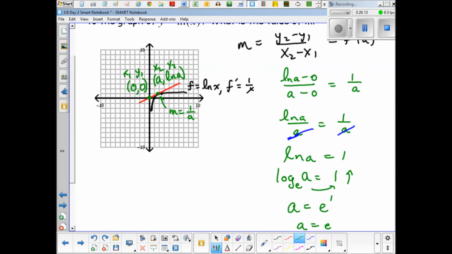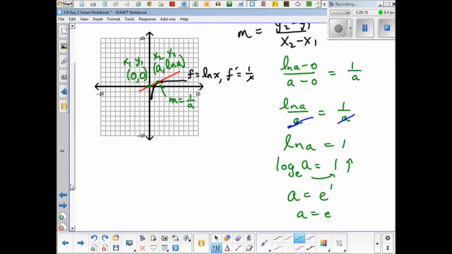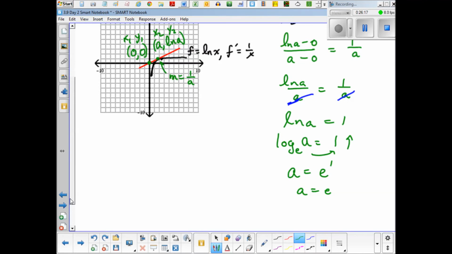So how are we supposed to express our answer? Well, we need to write m. So the final answer is m equals 1 over e, and I'm getting that from right here.